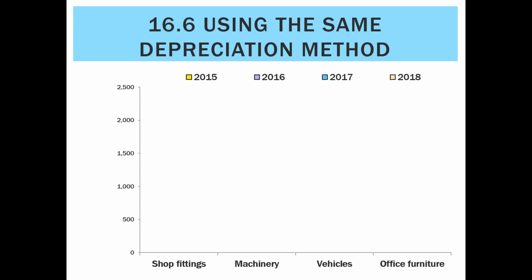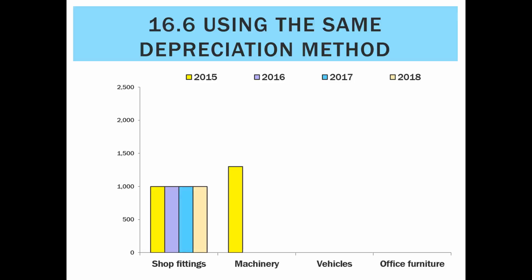So looking at this example here, we're going to have shop fittings, machinery, vehicles and office furniture. We're going to have a depreciation graph each year for 2015, 16, 17, 18. So we can see shop fittings, we charged $1,000 in year 1, then year 2 the same, year 3, year 4. That seems like the right thing to do. Machinery, we said we use reducing balance. So year 1 was there, 2 it decreased, 3 and 4, that makes sense.